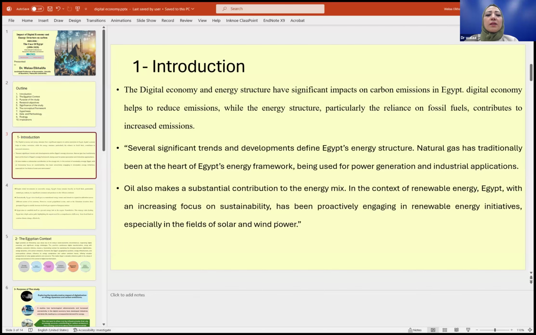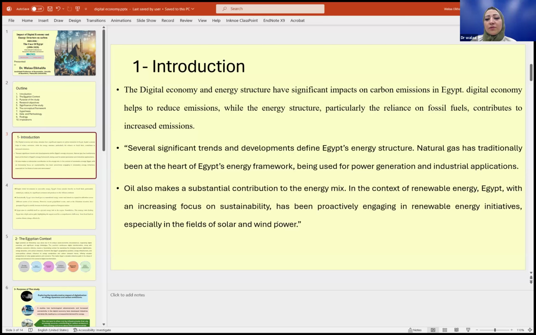Introduction. The digital economy and energy structure have significant impact on carbon emissions in Egypt. Digital economy helps to reduce emissions, while the energy structure, particularly the reliance on fossil fuel, contributes to increased emissions. Several significant trends and developments define Egypt's energy structure. Natural gas has traditionally been at the heart of Egypt's energy framework, being used for power generation and industrial applications. Oil also makes a substantial contribution to the energy mix.